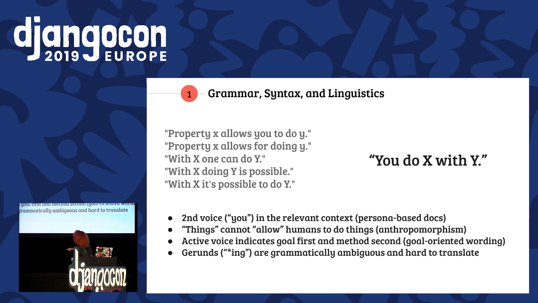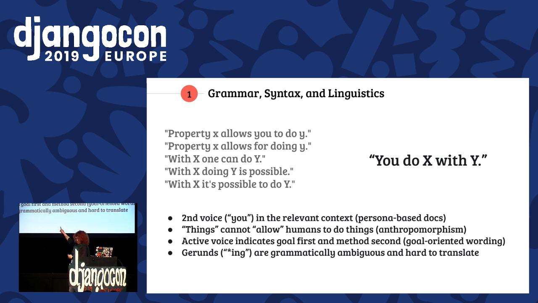The second reasoning for this is that things cannot allow humans to do things. It's anthropomorphism. I think I'm pronouncing it right. It's a really long word. But it's basically giving human attributes to inanimate objects, and I see this happen a lot. So a software or a tool cannot allow you to do something. You use the tool to do something. So we flipped the way we think about it, and it's action-based, goal-based, user-based.